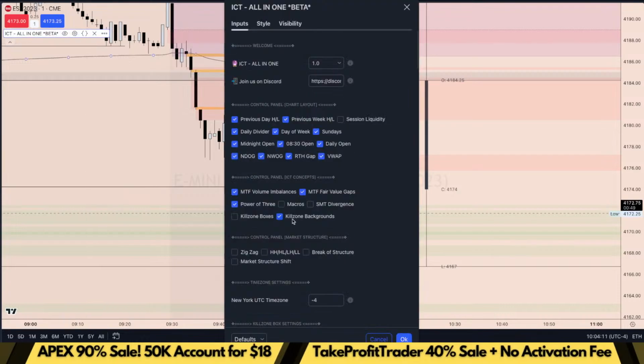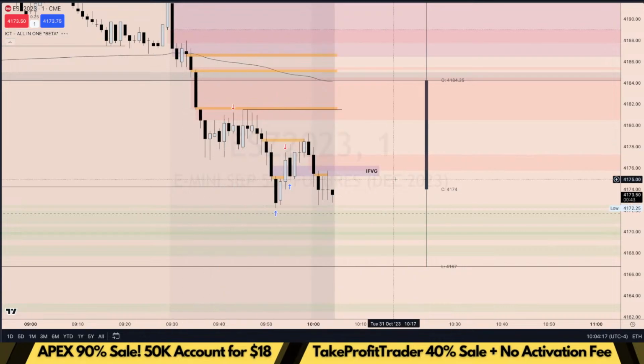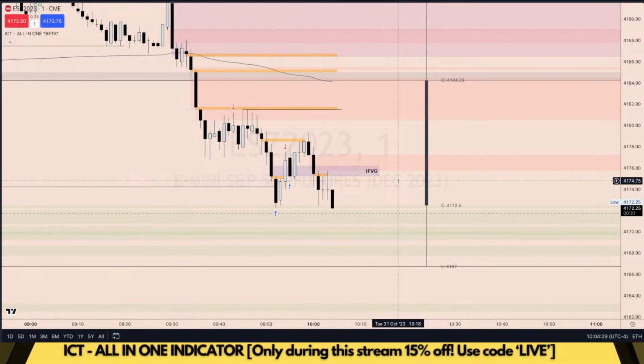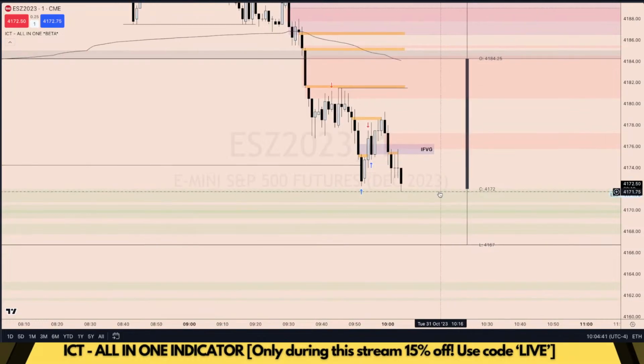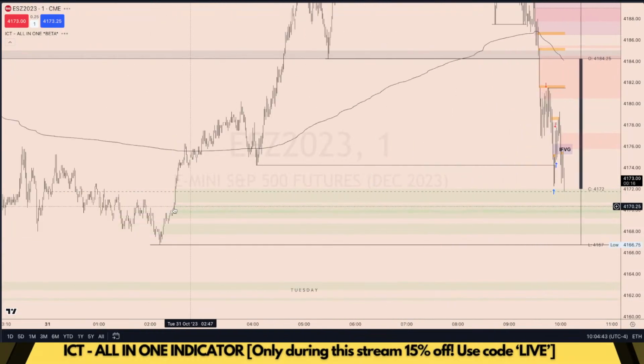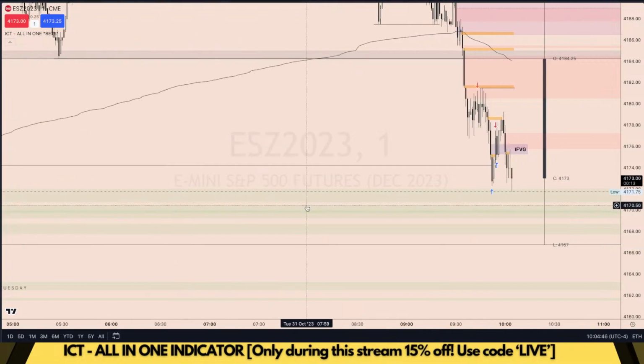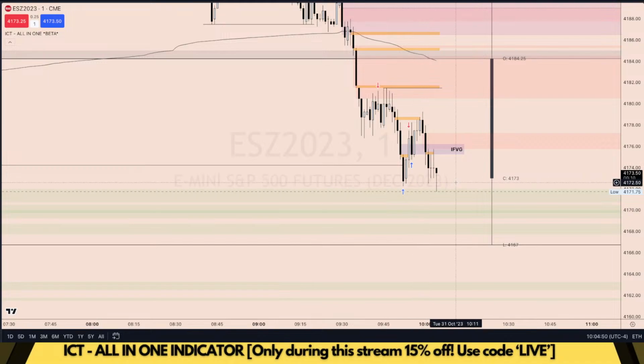Let me hide the backgrounds here. Power of 3, multi-time frame fair value gap, sweep up. Yep. I think that should be all. And there goes sell side. We just hit the midnight opening level, I think. Yeah, midnight open. Took sell side. That's what we were looking for with the second short.